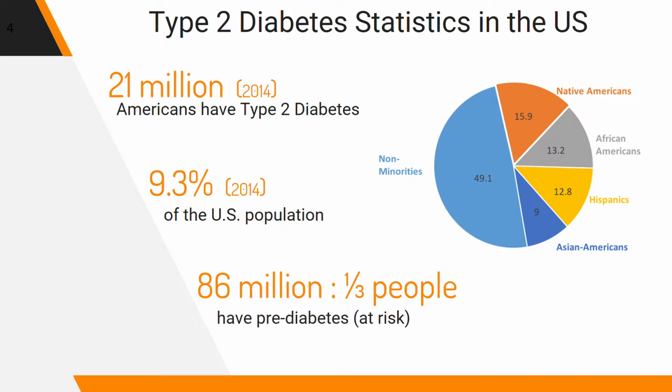Let's have a quick overview about the statistics of type 2 diabetes in the US. Around 21 million, which is about 9.3% of the US population, are diabetics, and around 86 million are pre-diabetics. Among the diabetic patients in the US, more than half of them are of the racial and ethnic minorities. Examples are the Native Americans, African Americans, Hispanics, and Asian Americans.